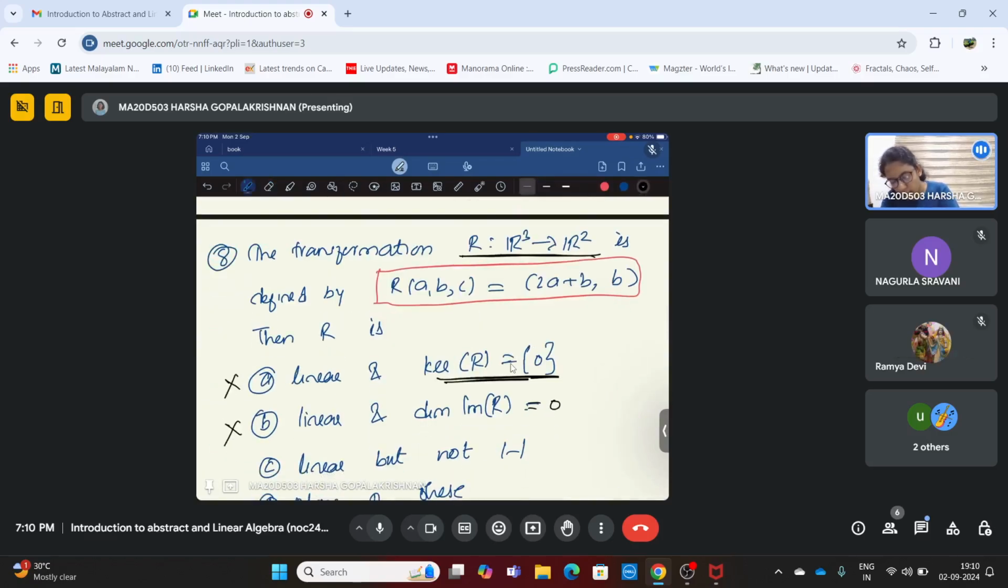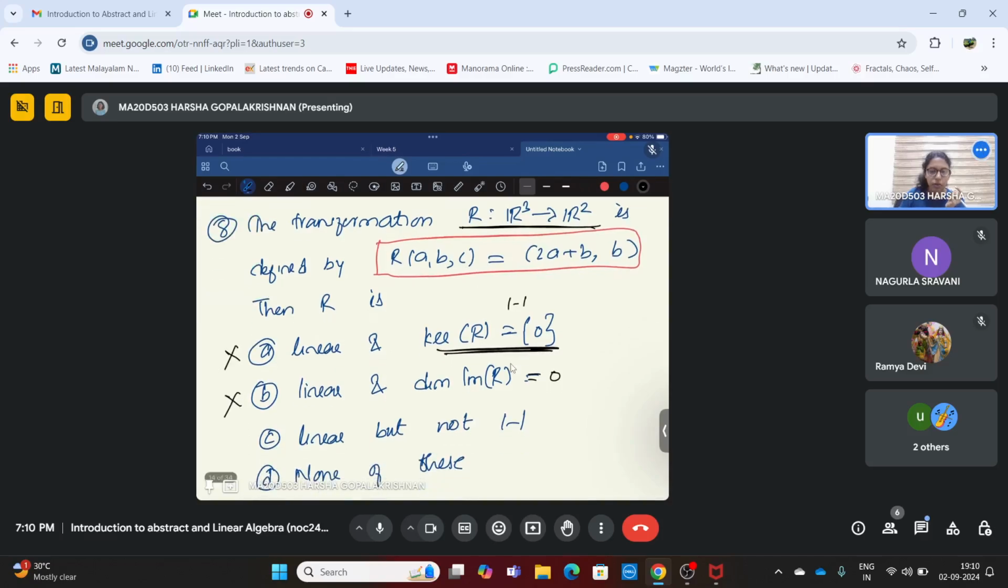If kernel is 0, this condition is satisfied, then it is 1, 1. Okay. So, already we have seen that is not the case. If that is satisfied, some contradiction is coming. So, obviously it is true. So, what basically says is, other than the element 0, there is an element in R3 which is going to 0.